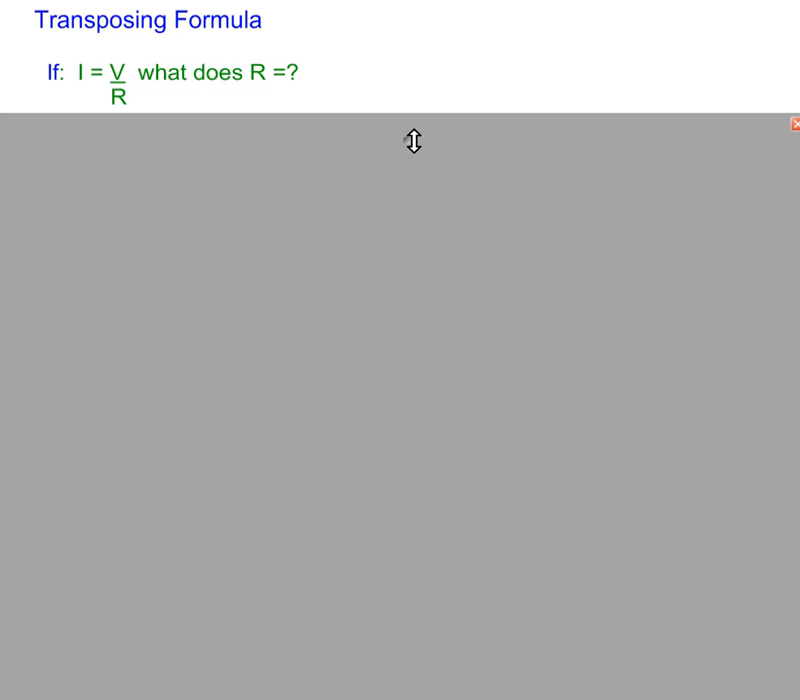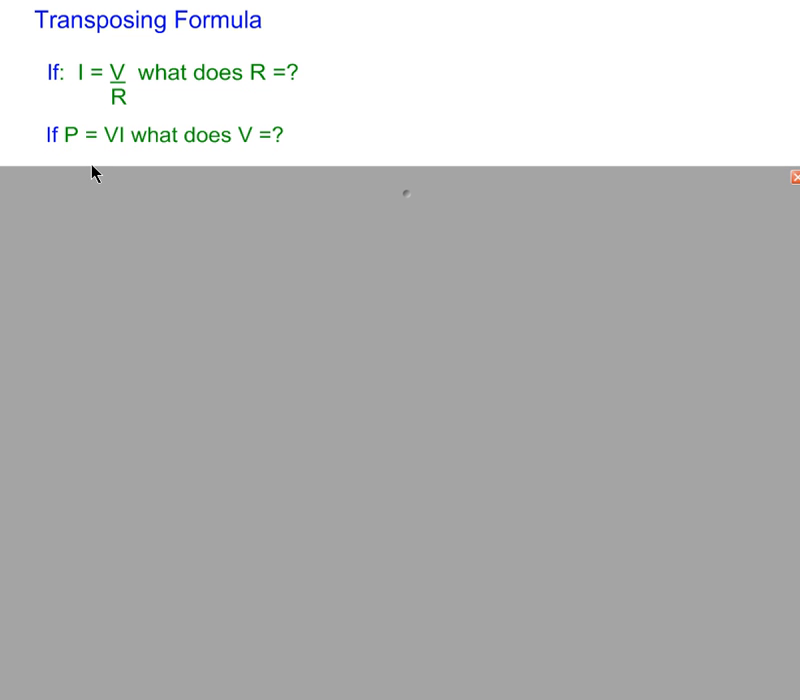Transposing a formula. If we have a formula that has multiply and divide functions only, for example the Ohm's law formula, where in this case I is equal to V over R, if we knew I and V and wanted to find R, how do we change the subject around to make R the subject of that formula? And also if we have P is equal to VI, power is equal to voltage times current, and we knew the current and the power and wanted to work out the voltage, how do we change that formula around?